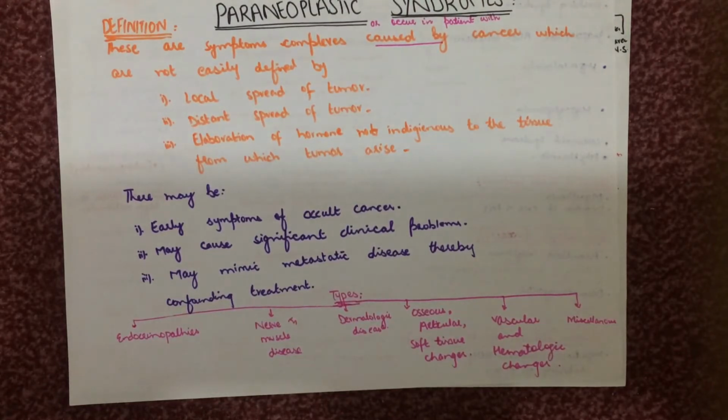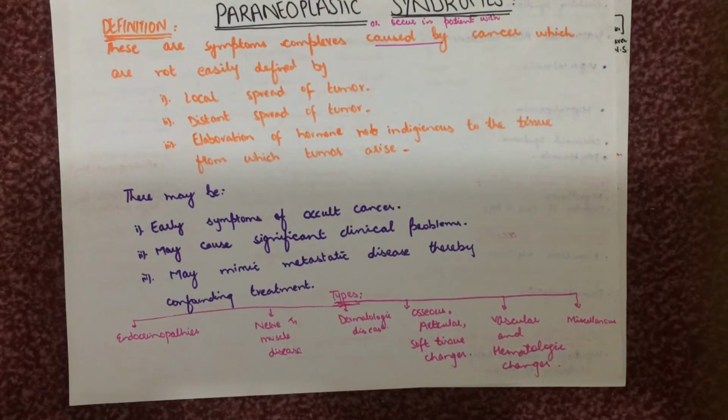These are the symptom complexes caused by cancer which are not easily defined by local spread of tumor, distant spread of tumor, or elaboration of hormone not indigenous to the tissue from which the tumor arises. Means that you can't define these symptoms.